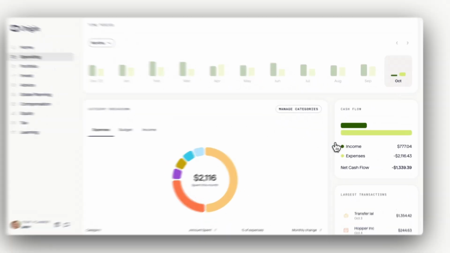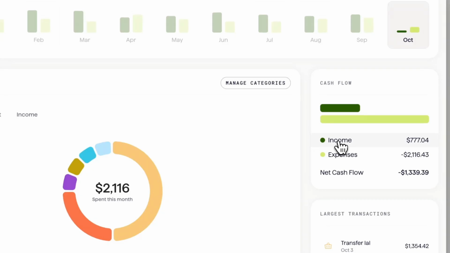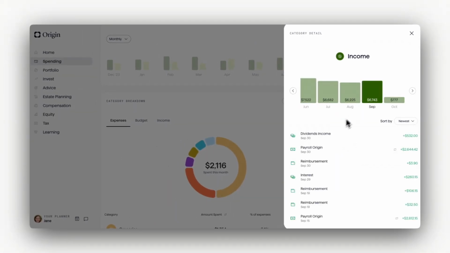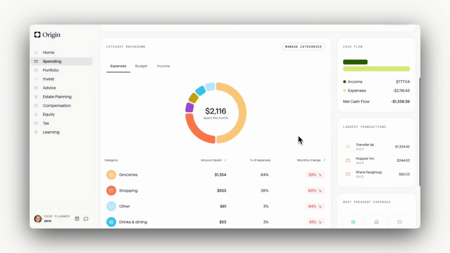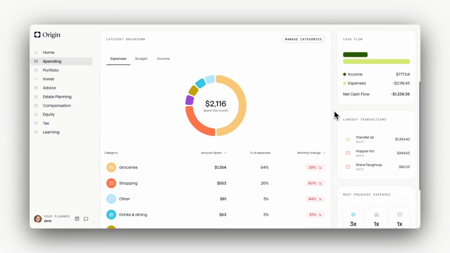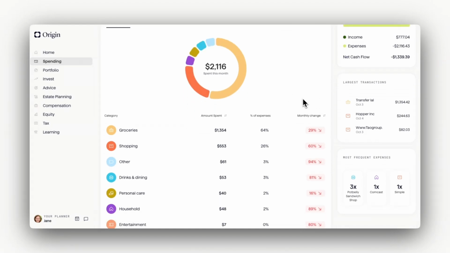We highlight to you what your income has been and your expenses and allow you to click into details so you can see what transactions actually make up that total. Here you can see another view of the category breakdown that we just discussed. Really important to understand that the $2,116 that you spent this month, how they actually were divided up into different spending categories.